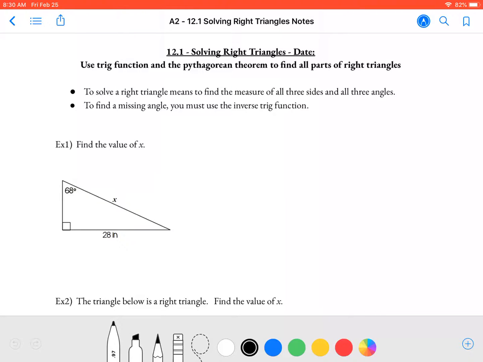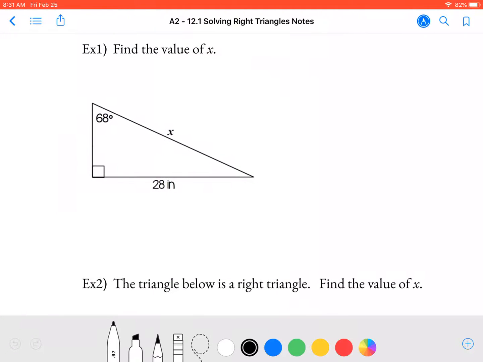Solving right triangles. When you are solving a right triangle, that means you're finding all three sides and all three angles. The first two examples are just finding one piece, and then the next two are finding all the different pieces. So the first example, find the value of x.